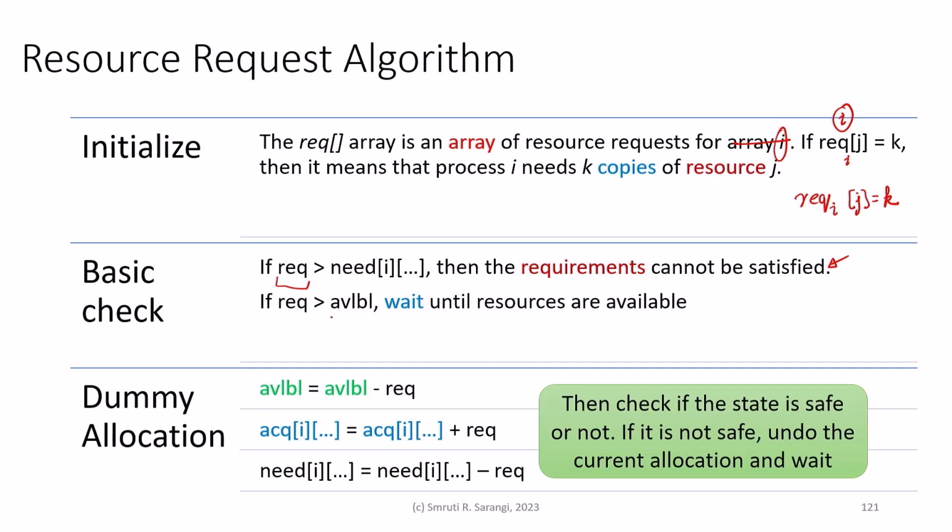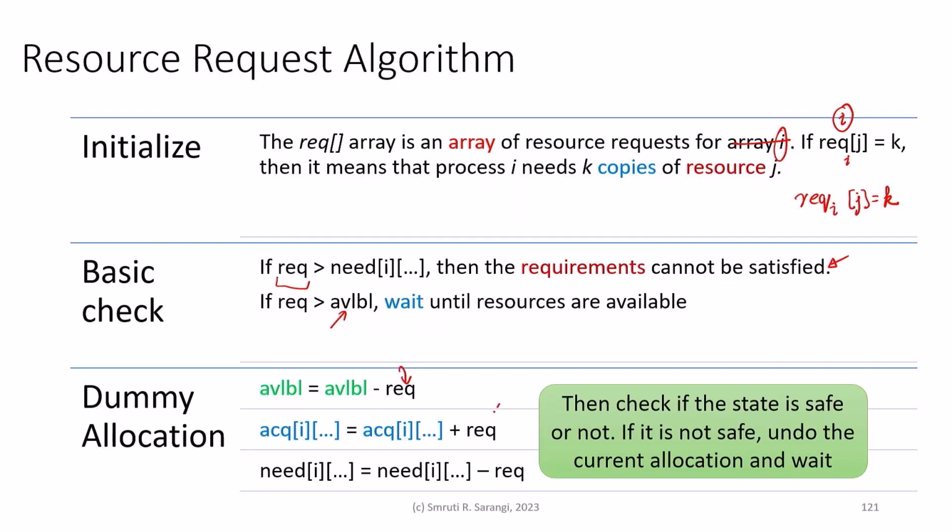Then, if request is more than available, then there is an issue. Why? Because you don't have the resources. That is why it is an issue. Otherwise, what you do is you do a dummy allocation. You assume that the request is allocated. So from available, you will have to take out the req resources. So available will reduce.